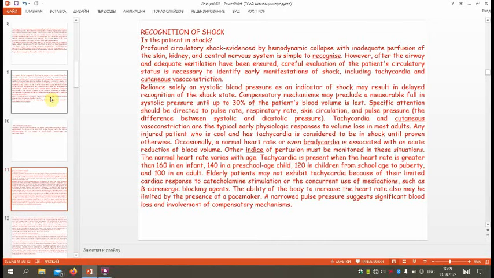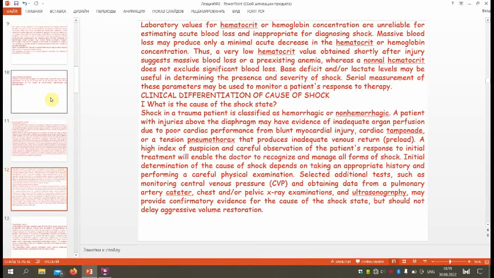Narrowed pulse pressure suggests significant blood loss and involvement of compensatory mechanisms. Laboratory values for hematocrit or hemoglobin concentration are unreliable for estimating acute blood loss and inappropriate for diagnosing shock. Massive blood loss may produce only a minimal acute decrease in the hematocrit or hemoglobin concentration. Thus, a very low hematocrit value obtained shortly after injury suggests massive blood loss or pre-existing anemia, whereas a normal hematocrit does not exclude significant blood loss.